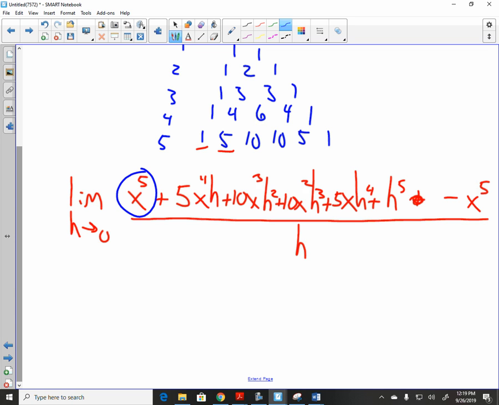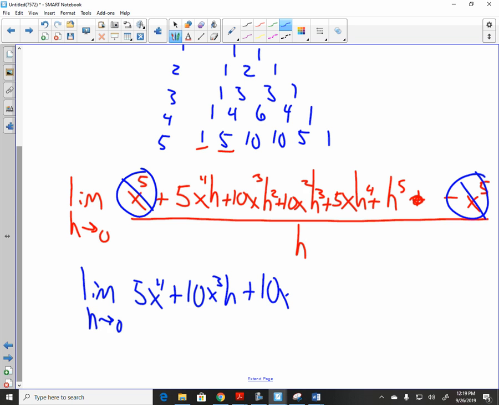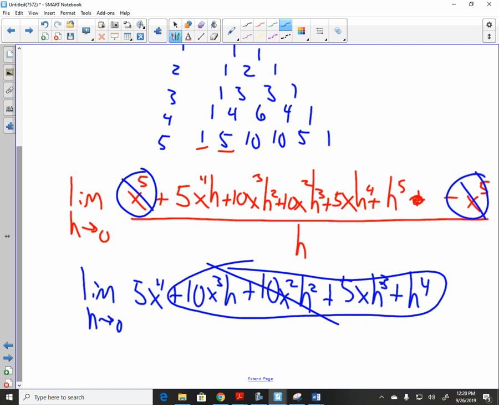X to the 5th and negative x to the 5th went away. Everything else has an h, so you have the limit as h goes to 0 of 5x to the 4th plus 10x to the 3rd h plus 10x squared h squared plus 5x h to the 3rd plus h to the 4th. Can we now allow h to go to 0? And when we do, what happens? All that garbage goes away, right?